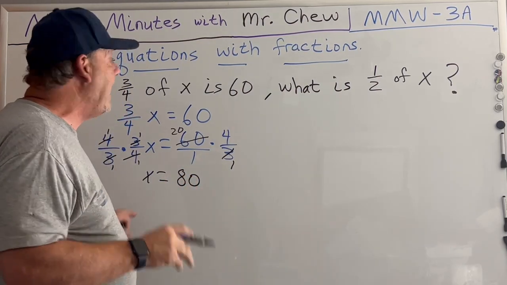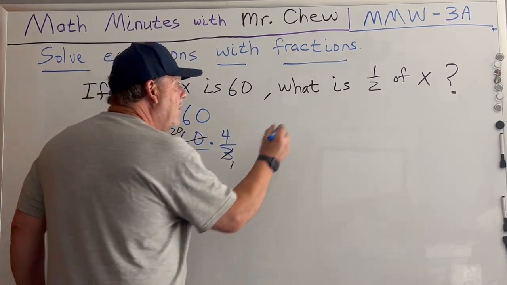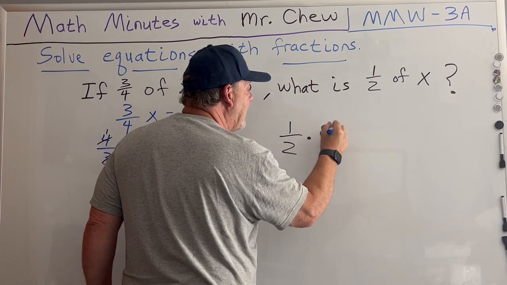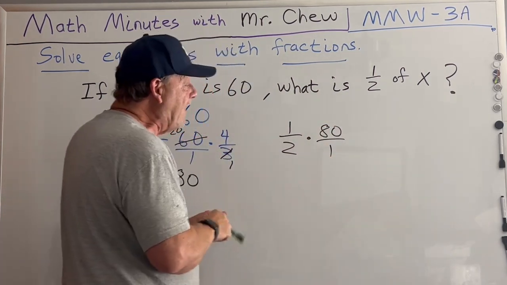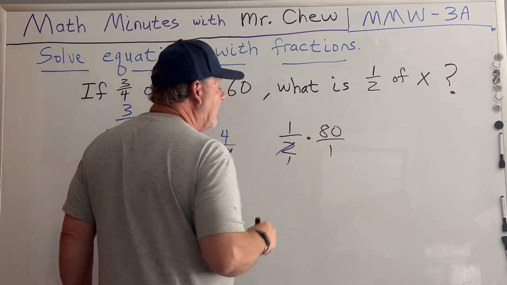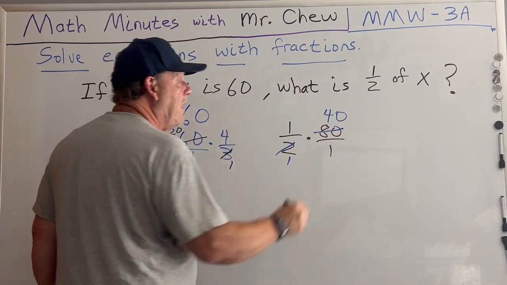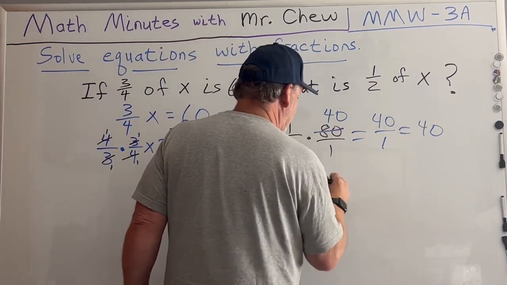But that's not my answer, because it's asking for half of that. Well, "of" means times, so 1/2 times 80, put that over 1. There is a common factor here of 2. 2 divided into 2 goes 1 time. That's 40. 40 over 1 is 40. So my answer is 40.